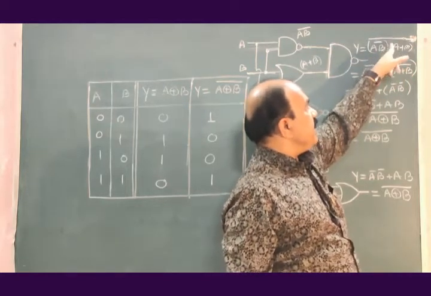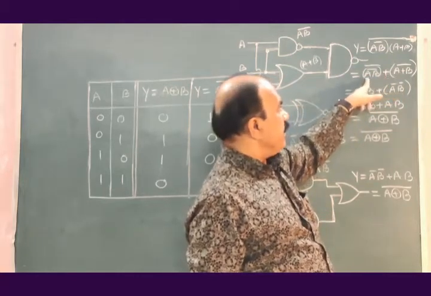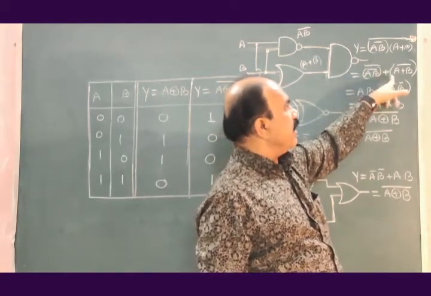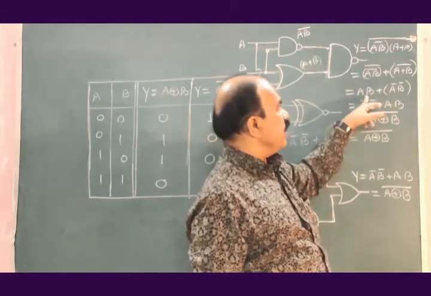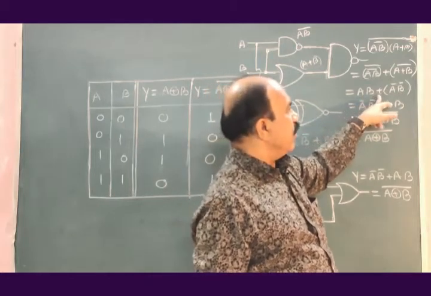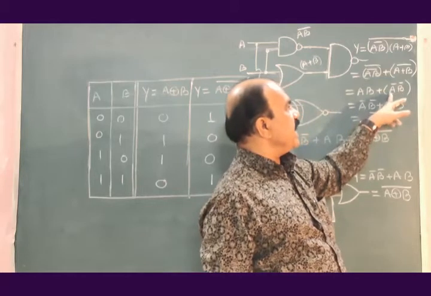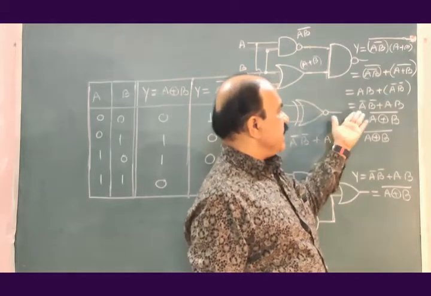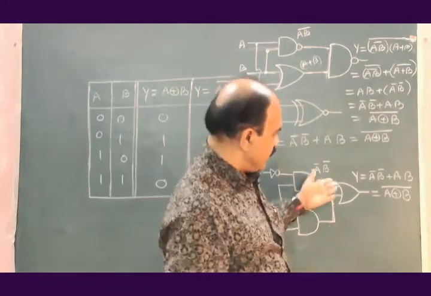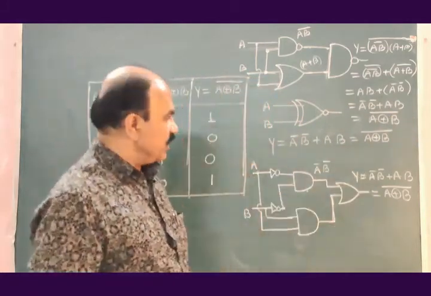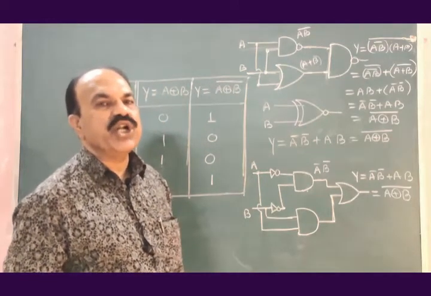This bar is splitted here, so AND will be replaced by OR, AB bar bar double bar, or in the bracket A or B whole bar. Double bar gets cancelled, only A and B left. Or this bar is splitted, so this OR is splitted into AND, A bar and B bar. That is A bar B bar or AB, which is nothing but A XNOR B, the equation here. So this is the way of getting two input XNOR gate.